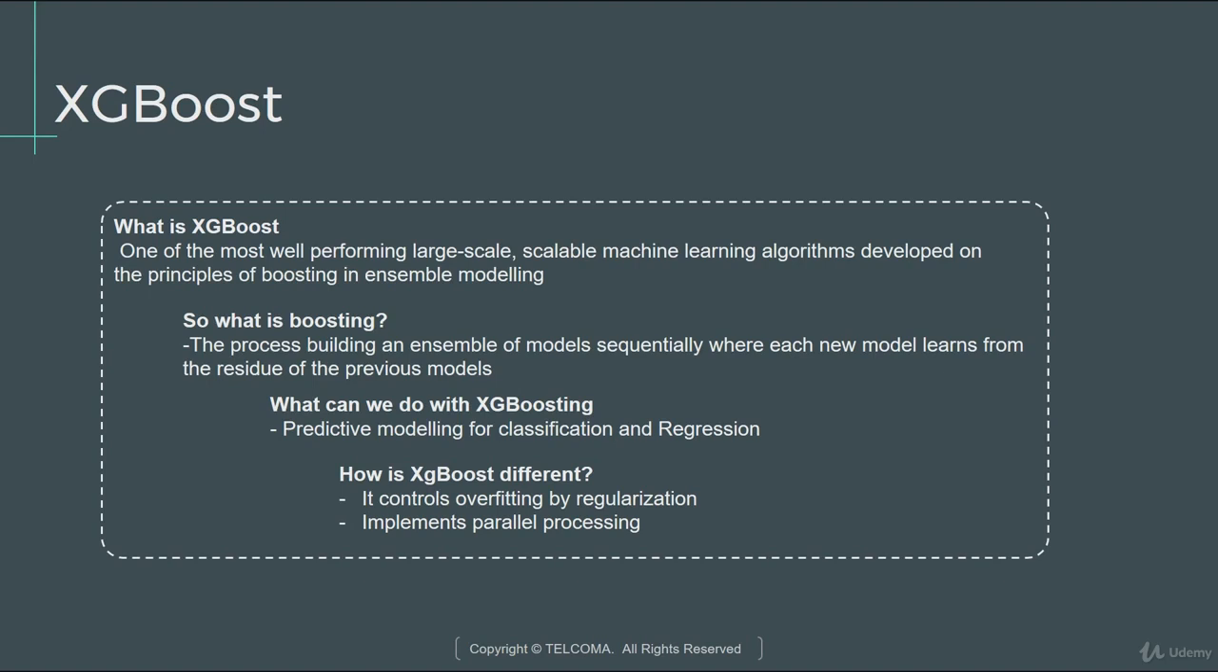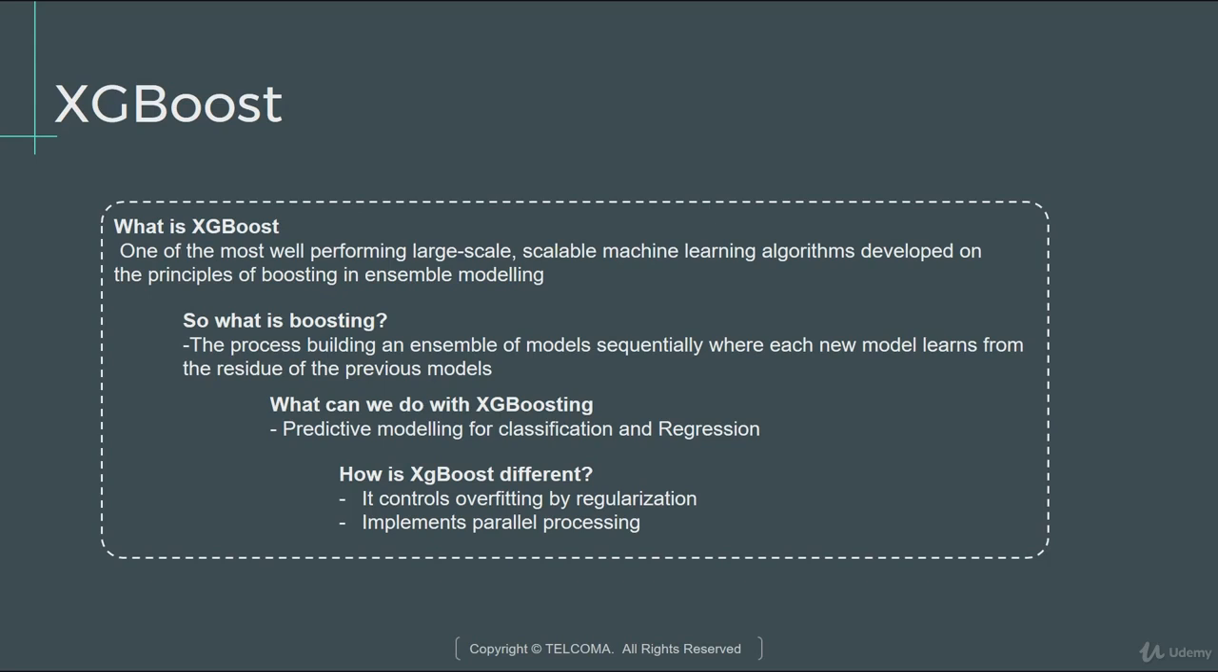Second, and the biggest USP, is that it controls overfitting by regularization. Now, boosting is a technique used when you have underfitting. When you have underfitting, it's a scenario where you have a model which performs badly on your training dataset as well as your test dataset. So you boost each model. One model learns from the residue of the previous model, and the process creates a powerful learner.